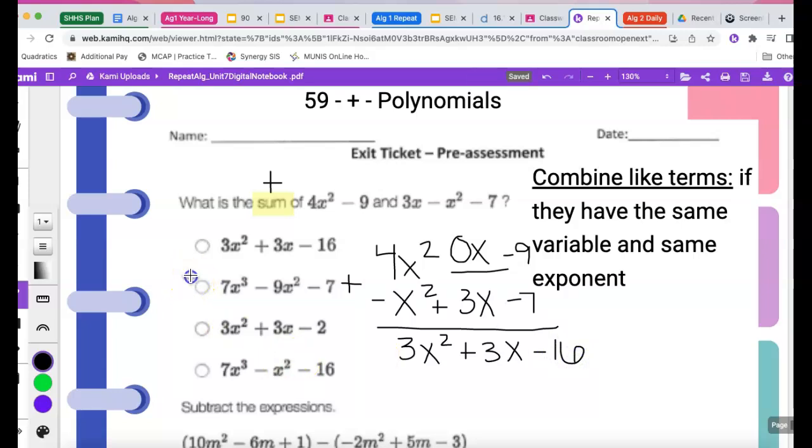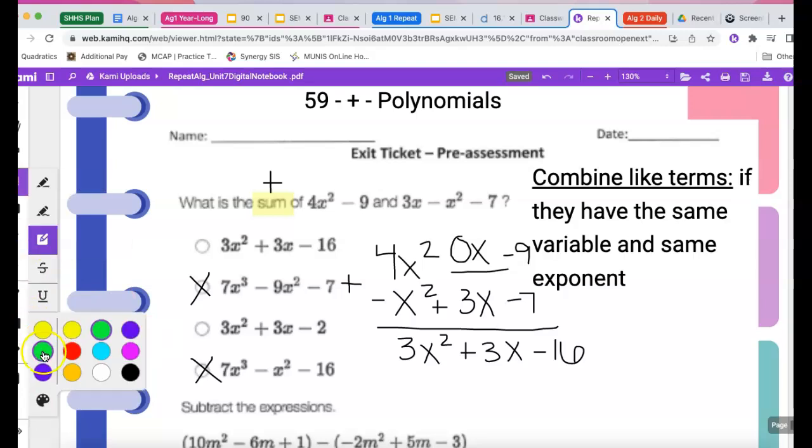So it definitely can't be B, and it definitely can't be D. The correct answer is A or C. Which one do you guys think? 3x squared plus 3x minus 16. That would be A.